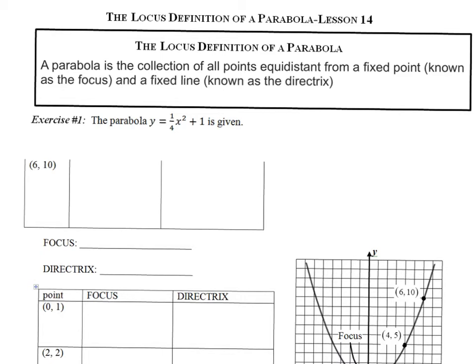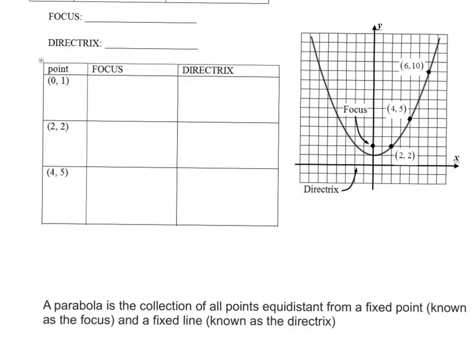The locus definition of a parabola is the collection of all points that are equidistant from a fixed point, and that fixed point is called the focus, and a fixed line, where the fixed line is called the directrix. So let's take a look at the graph that we're given in exercise number 1. We have the parabola y equals 1/4 x squared plus 1. Make sure that you pause the video so that you can write down that definition of a parabola in the box in your notes on page 24.